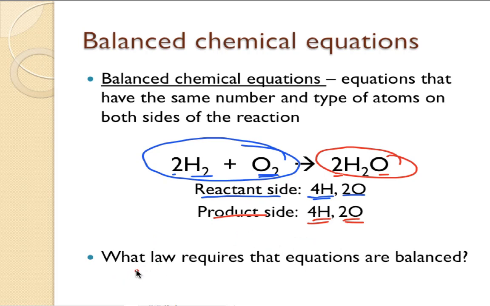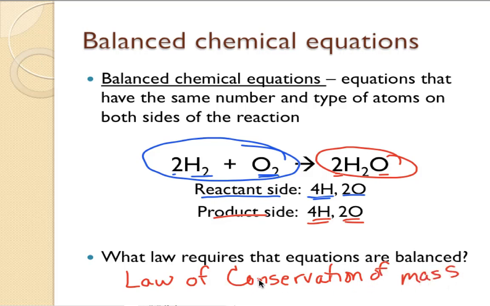What law do we have to follow that equations have to be balanced? Well, it is the law of conservation of mass. This law states, this is something that you should have in your notes, this law states that matter is neither created nor destroyed in ordinary chemical reactions. So the types and numbers of atoms on the reactant side have to equal the type and the number of atoms on the product side.